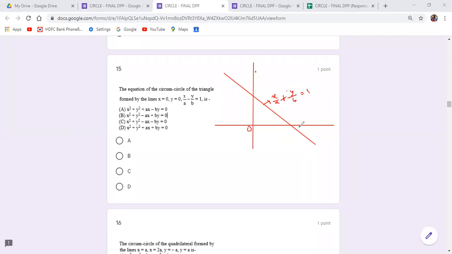Sir, it's x upon a minus y upon b. So then in that case, you have to change the diagram. So you can imagine this. Suppose I take the x-intercept as positive, the y-intercept will be negative. This point will be a comma 0. This point will be 0 comma b. Now you are asked to find the circumcircle. That means you have to find the equation of the circle.